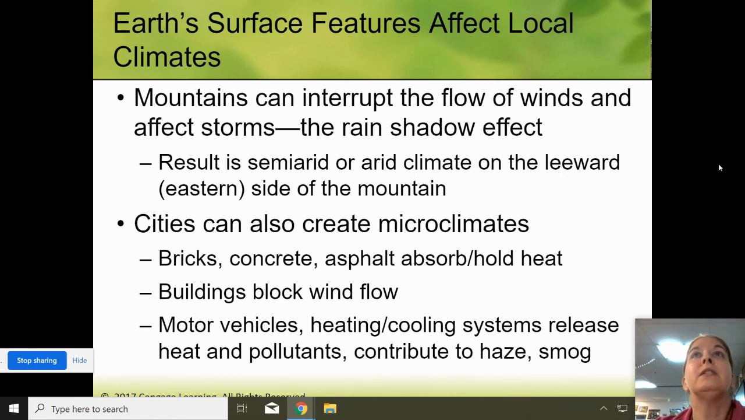Earth's surface features affect local climates as well. So when you have something like, say, a mountain, it can interrupt the flow of the winds and affect storms, and this is called the rain shadow effect, which I'll show you in a slide or two. The result is a semi-arid or arid climate, that means dry, on the leeward or eastern side of the mountain, and I'll show you a picture. And then we also can have cities that can create microclimates as well. So bricks, concrete, and asphalt are all going to absorb or hold heat.